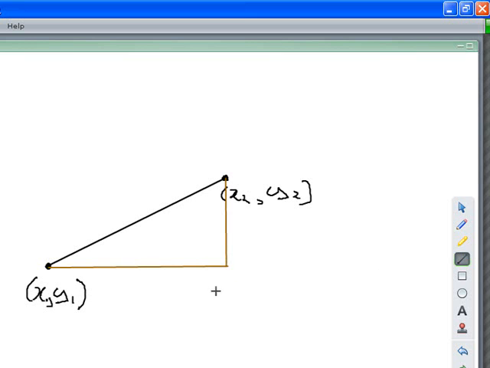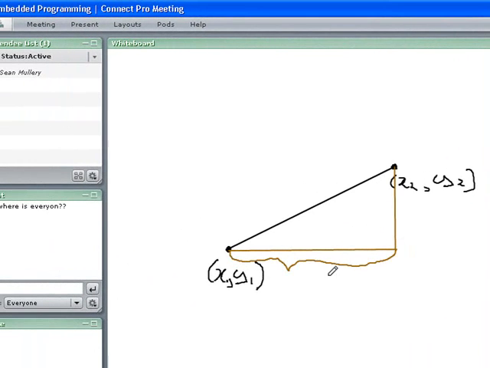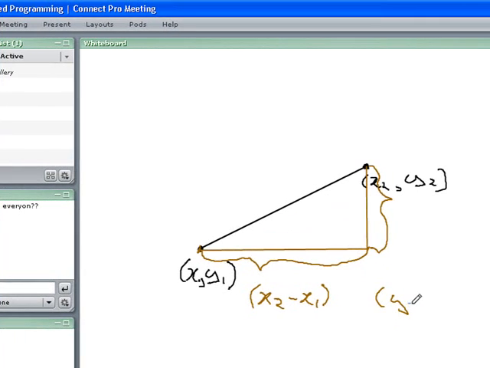Okay, and what we can do is we can quite easily find this distance here by saying x2, which is the distance across on the x-axis at this point here, and this is x1, the distance over here. So the distance between those 2 points is going to be x2 minus x1. And the other distance here is given by y2 minus y1.